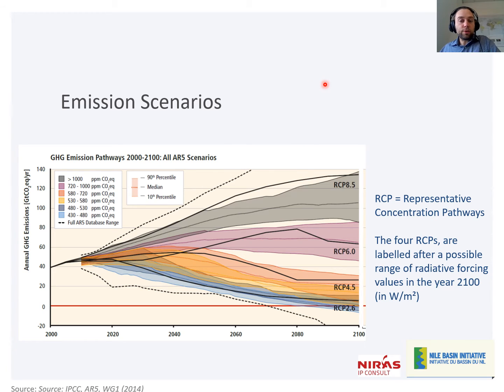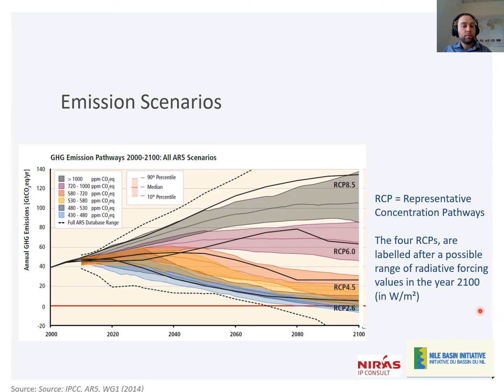How will the future look like? For this, scientists from the IPCC have developed so-called representative concentration pathways. These are scenarios that are labeled after a possible range of radiative forcing values in the year 2100, and that more or less tell a story of how our future could look like.